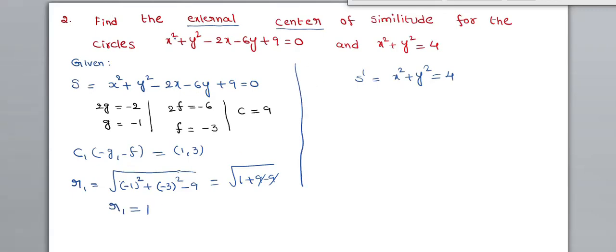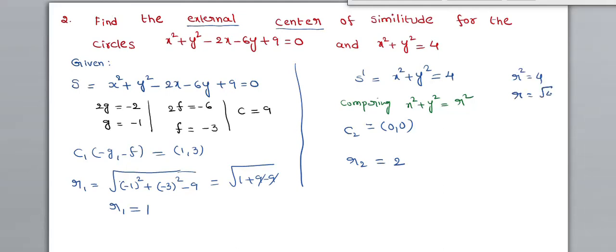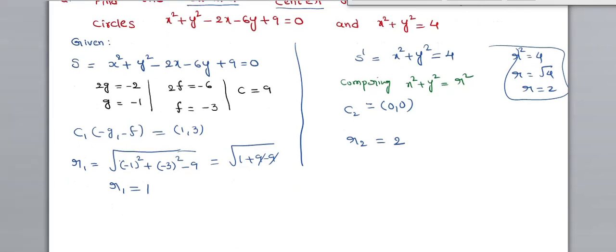So comparing x square plus y square equal to r square simply. That means center C2 is equal to (0, 0) and radius R2 is simply 2, because r square value is 4, r value is root 4, r value 2. Alright, 4 is written as 2 square, no problem. So write down the next line.